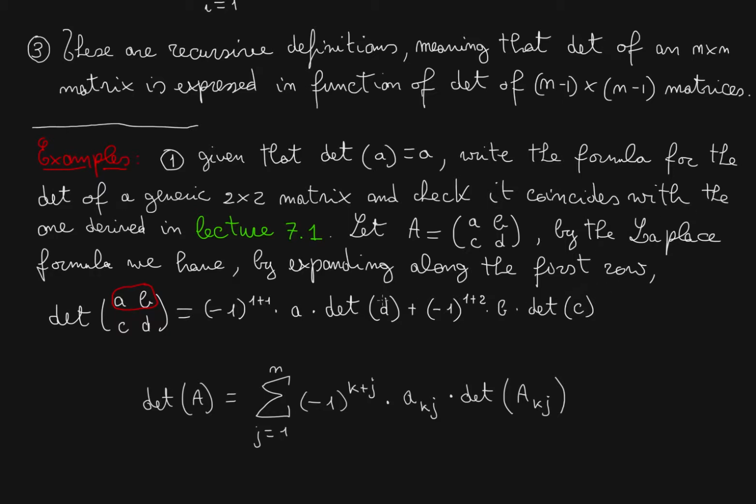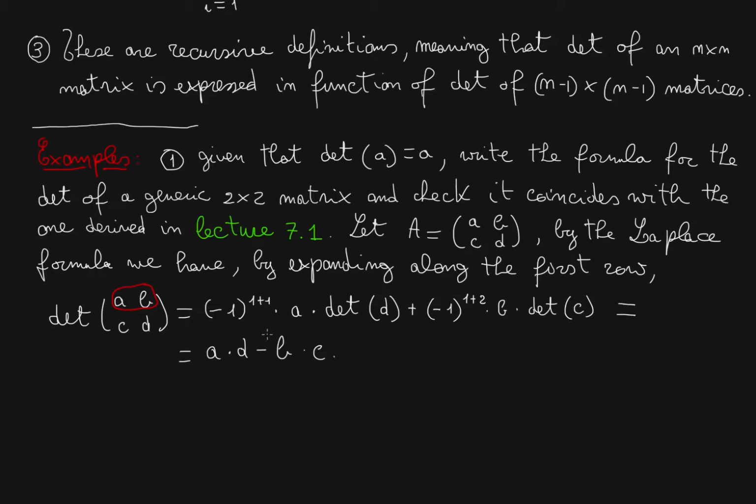Now we know the determinant of D and the determinant of C, which are just D and C respectively. This formula reduces to A, because it's -1 raised to the power 2, which is plus 1, so A times D, which is the determinant of D, minus B times the determinant of C, which is C, since in this case it's -1 raised to the power 3. Therefore the formula we get is A times D minus B times C, which is exactly the same formula we derived in lecture 7.1.